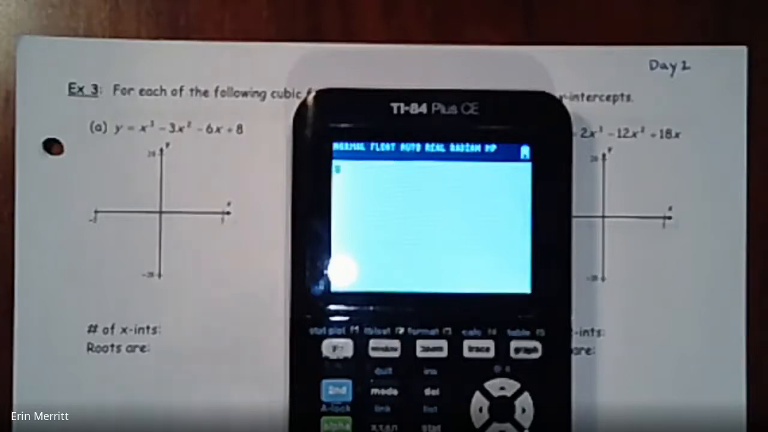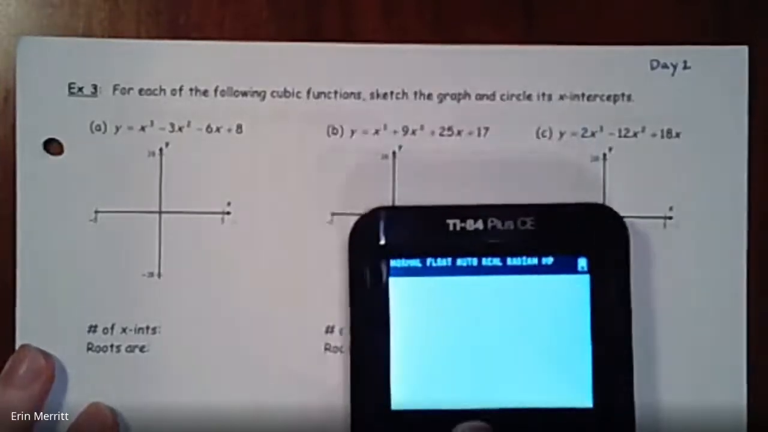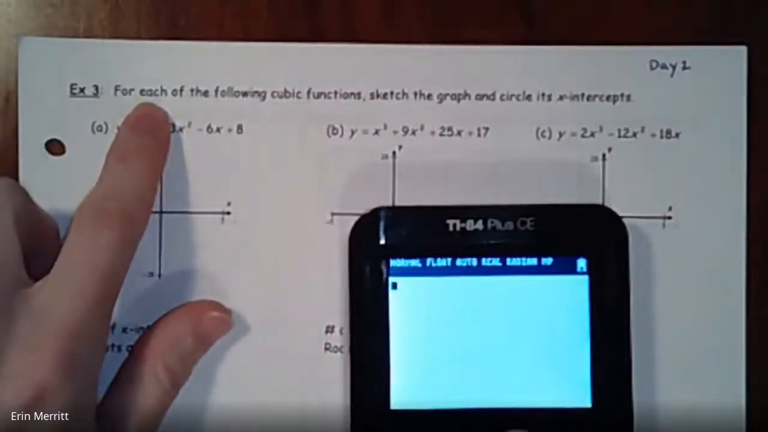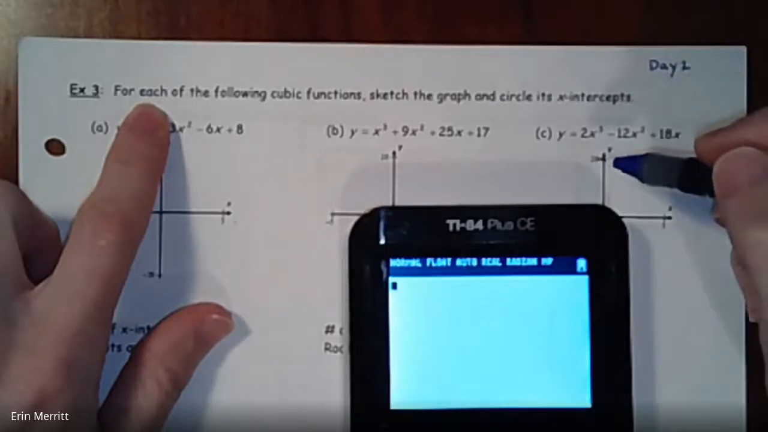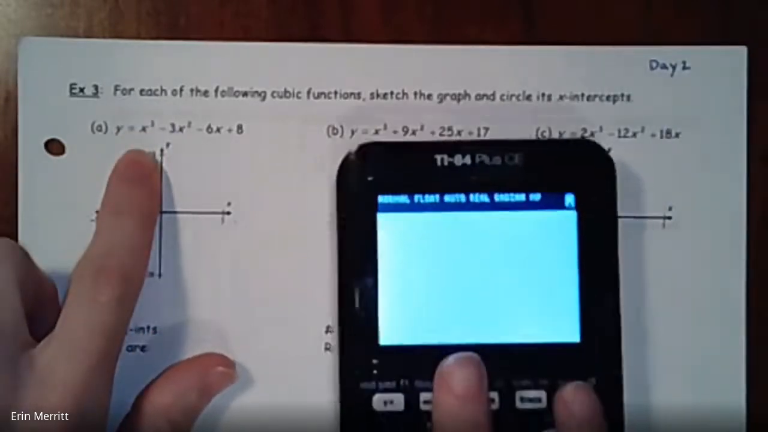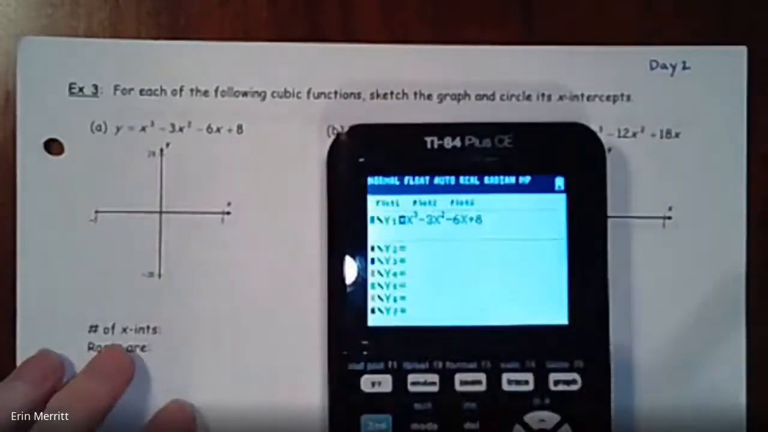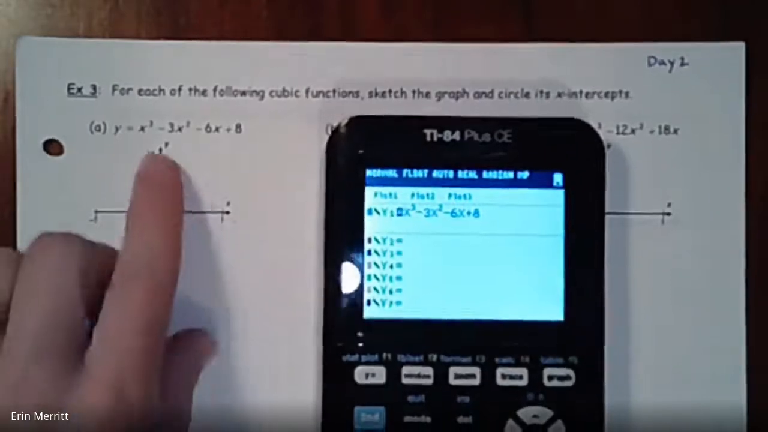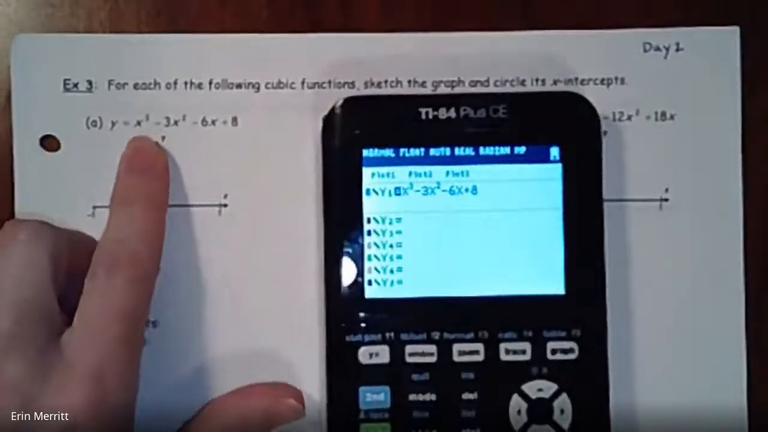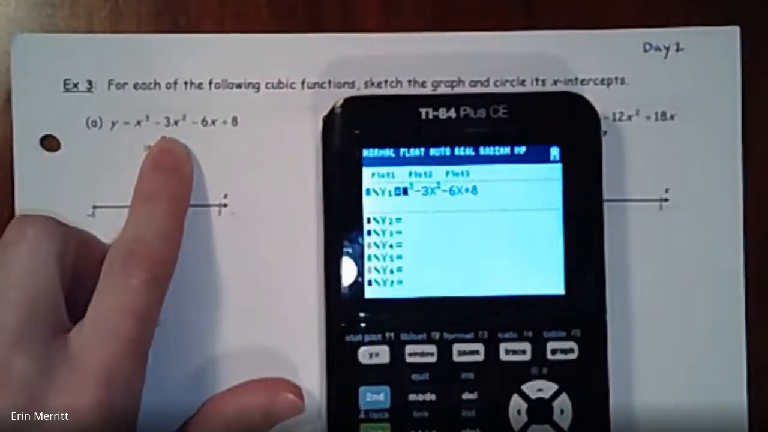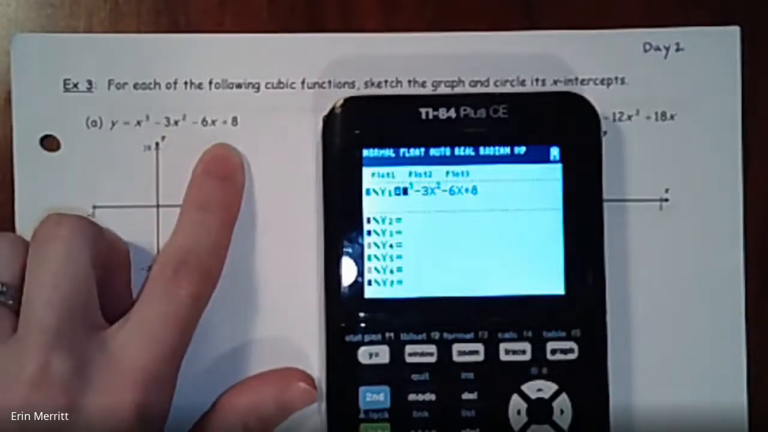It is day 2 of Unit 8, and we're starting on page 3 of the packet. So where we start today, it's asking us to graph the cubic functions and just circle the x-intercepts, because that's what we're going to focus on. So get your graphing calculator out, into your y equals, clear out anything you might have, and type in this first equation here. So x cubed minus 3x squared minus 6x plus 8.